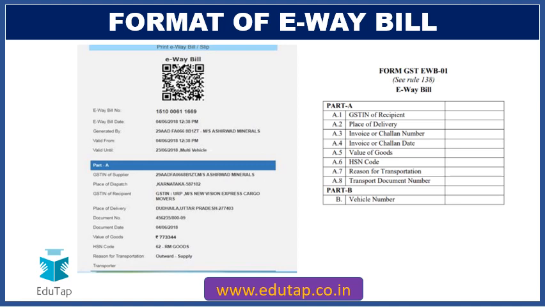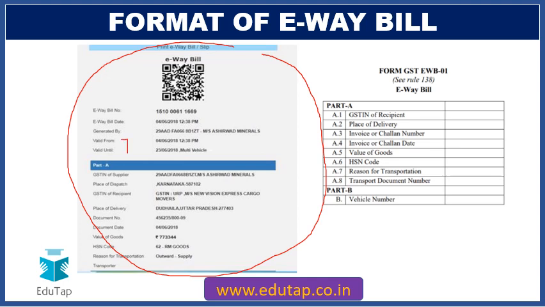So this is what a GST e-way bill looks like. Here is a picture of an actual e-way bill. You can see all the details like e-way bill number, date, information about the validity, information about the supplier or the seller, and information about the recipient. At the same time, you can see the details regarding the value of the goods, the bill number, bill date, and even the classification of the goods is put herein.